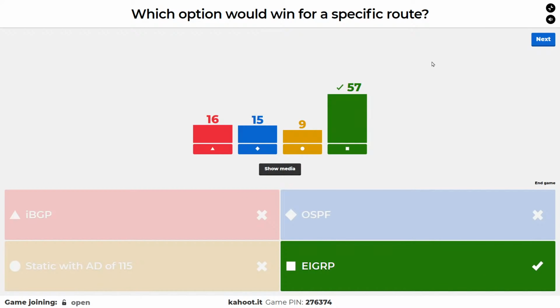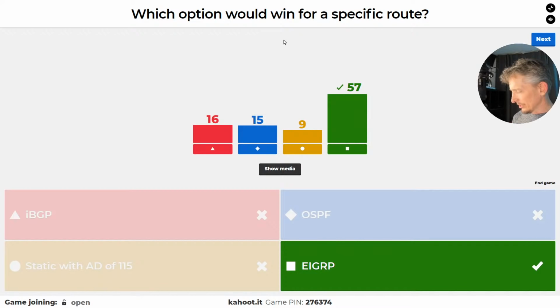Wow, why EIGRP? If we had the same exact route through all these sources, why EIGRP? And the answer is 80, the administrative distance. So let's take a look real quick. Internal BGP is terrible, 200. It's like golf. Administrative distance is like golf. The lower the score, the better. So IBGP has the worst. That's internal BGP. It has a default administrative distance of 200.